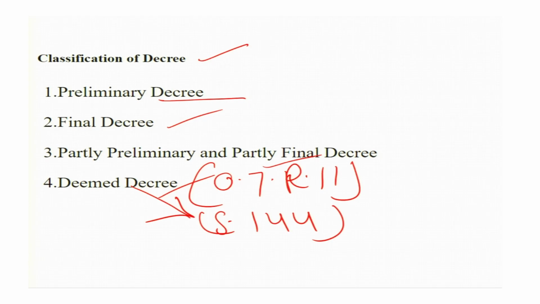With these examples you can come to know, otherwise sometimes on the spot if somebody asks what is a deemed decree, you get confused also. If you give these examples, then remember these examples, you can also keep them in your mind. Okay, order 7 rule 11 is the example of deemed decree, and section 144 is also the example of deemed decree. Now, what is a preliminary decree?